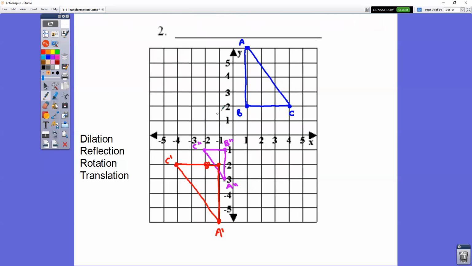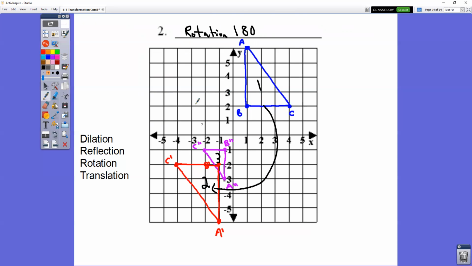Take a look at the next one. So again, I think it's helpful to number your triangles. You're going from the no prime to the single prime to the double prime. So we're going from blue to red to purple. To get from blue to red, I can see that I'm turning it, all right, because it's upside down. Notice that I'm going 1, 2 quadrants to get from blue to red. So therefore, it is a rotation of 180 because I'm moving 2 quadrants.